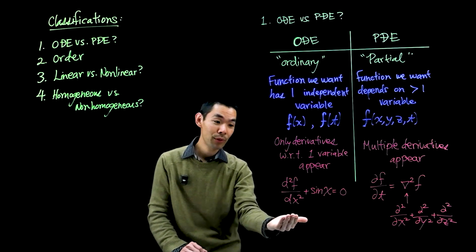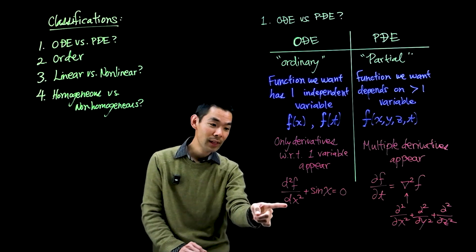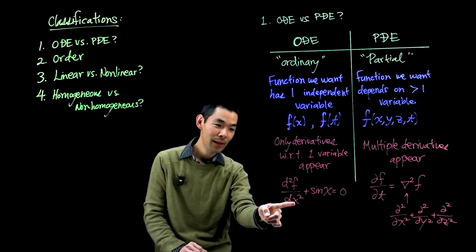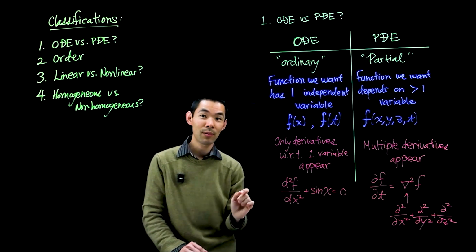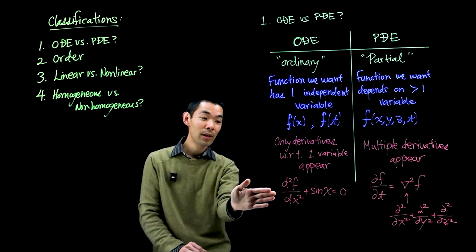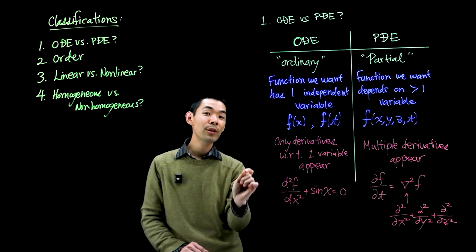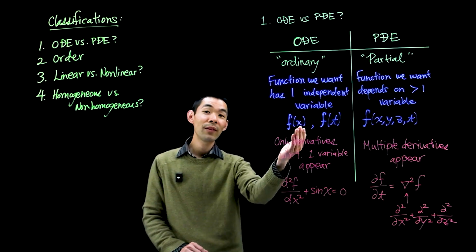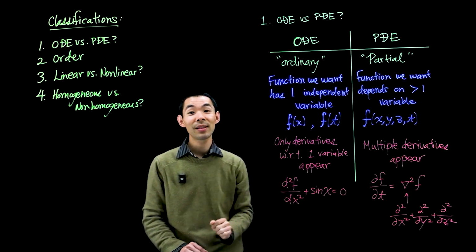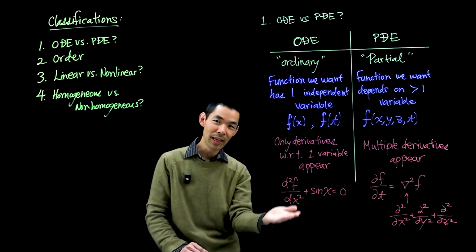So I've written an example here. We have a second derivative with respect to position plus sine x is equal to 0. So this differential equation only has a derivative with respect to x, the only variable that f in this case depends on. That's an ODE.